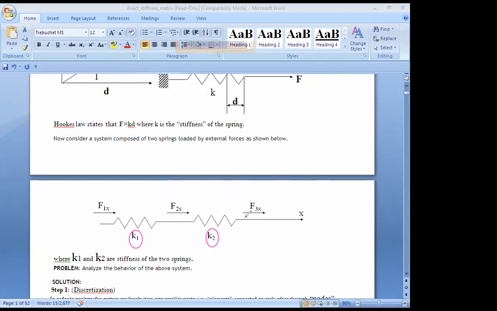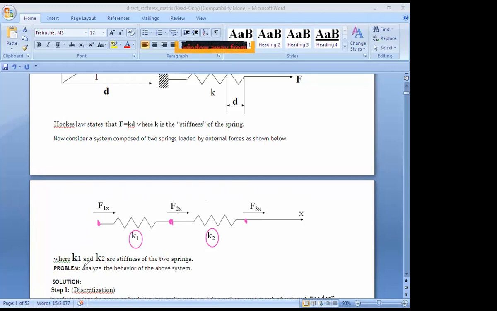So let's suppose spring 2 is loaded. There is a certain force acting here given by F3 in the X direction, and then there is a certain force acting here given by F2 in the X direction, and then there is some force over here which I'm calling F1 X, which is a force F1 acting in the X direction. So we have 3 forces, F1 X, F2 X, and F3 X. These are forces acting in these 3 positions but in the X direction. So K1 and K2 will be the stiffness of our springs.